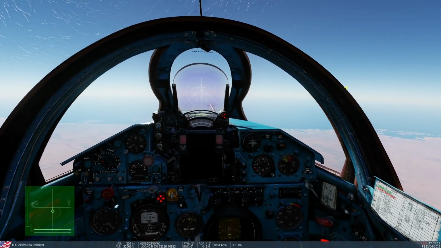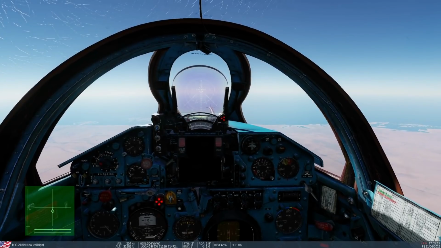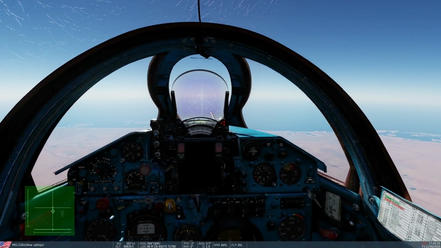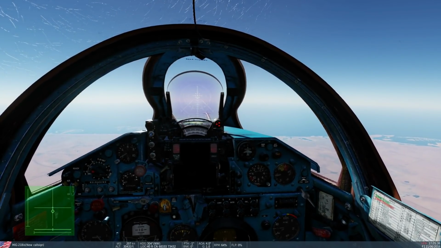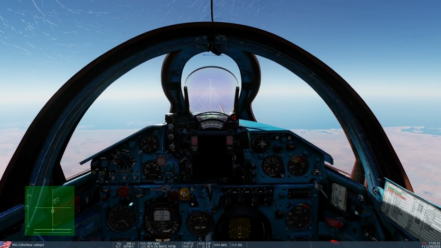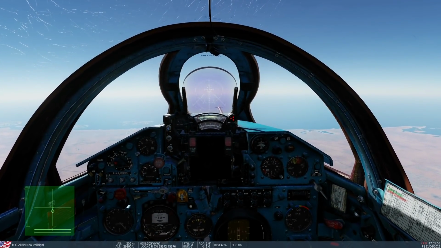I'm going to make it. I'm not going to use flaps, valued viewers, because these flaps are blown flaps, which means they use the compressed air from the engine to work, and they would just cause more drag than the lift they would give without the engine on.